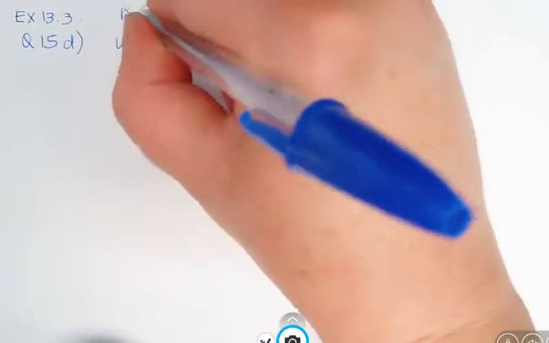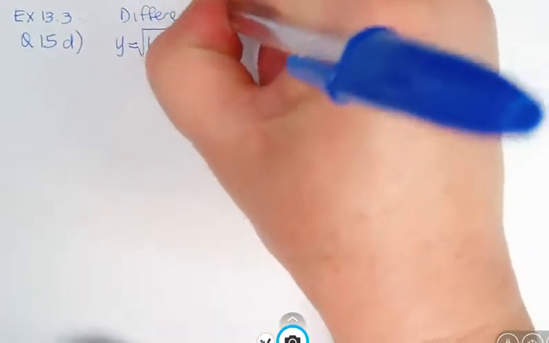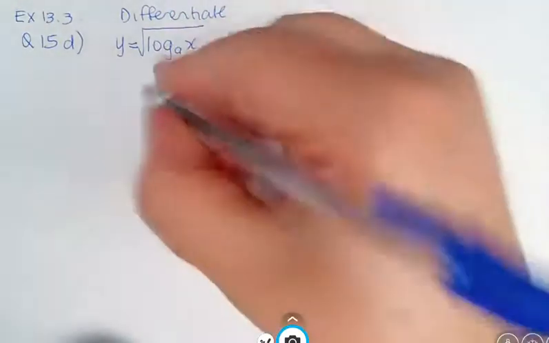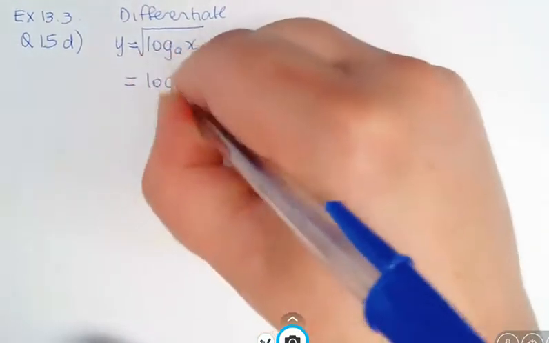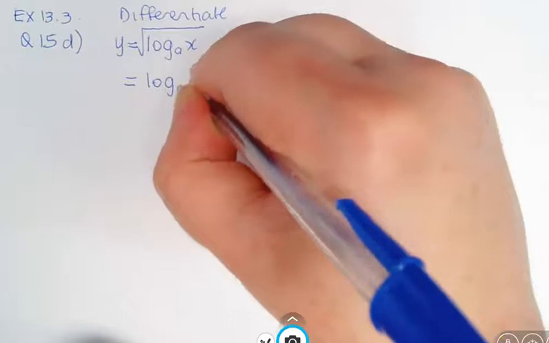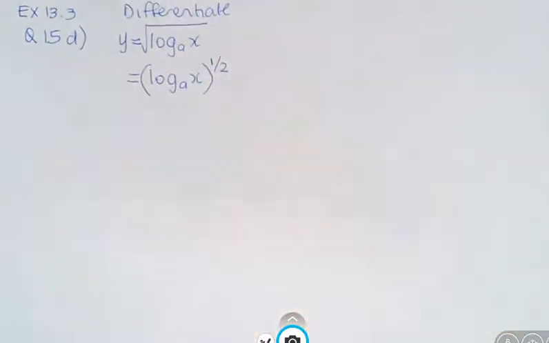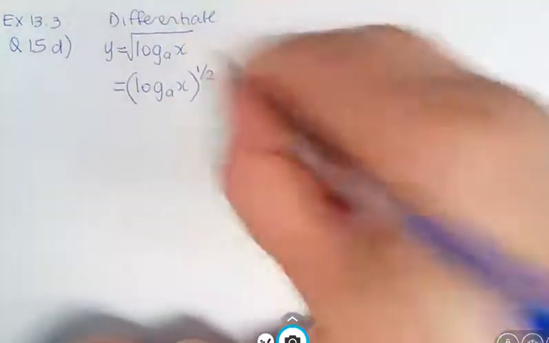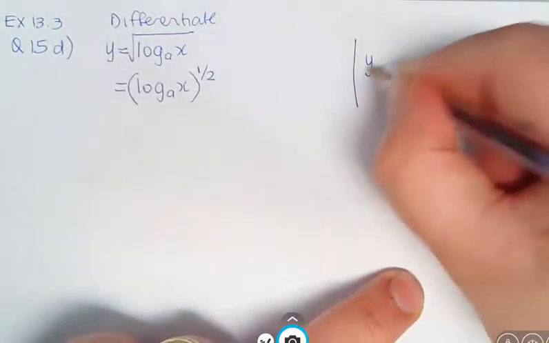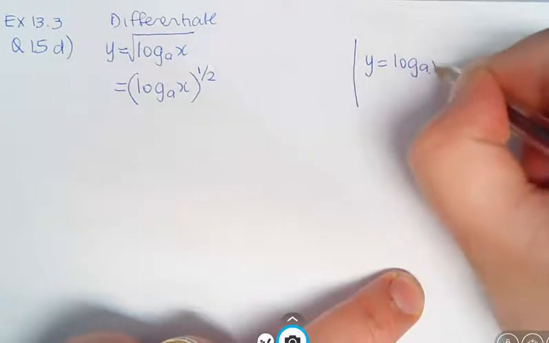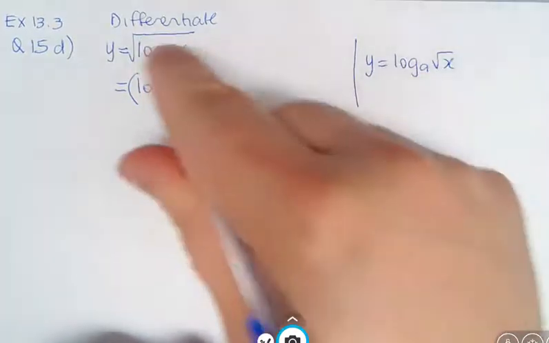Differentiate the following. y equals the square root of log to the base a of x. So that would be the same as log to the base a of x, where the whole thing is to the power of a half. The x is not to the power of a half, but the whole thing is to the power of a half. So please be careful. That is very different. It is not the same as this. Okay, those two are not the same.